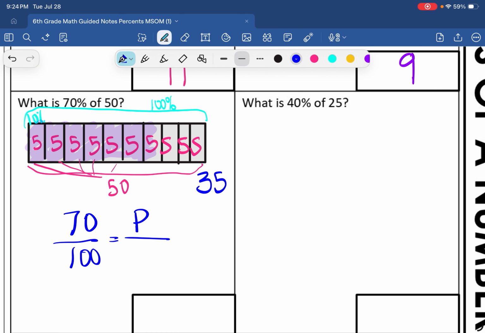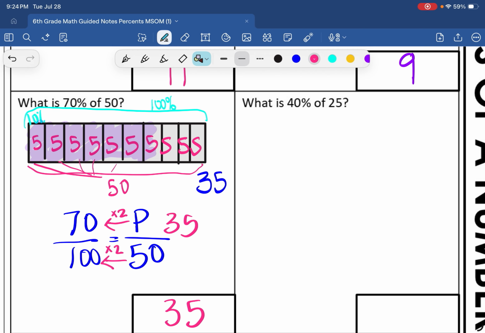Setting that up as equivalent ratios, my percent, 70 out of 100, is equal to my part, which I'm trying to figure out, over 50. Looking for multiplicative factors, going this way, I notice that 50 times 2 is 100, so some number times 2 is 70. If I don't know what that is, I can divide. 70 divided by 2, and that also gives me 35.